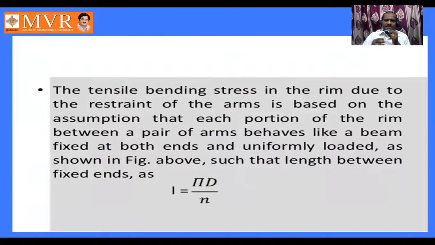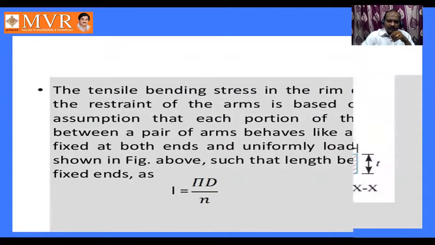So tensile bending stress in the rim due to the restraint of the arms is based on the assumption that each portion of the rim between a pair of arms behaves like a beam fixed at both ends and uniformly loaded as shown in the figure above, such that the length between the fixed ends is given by L equal to pi D by n. D is the diameter, n is the number of arms that is going to support.